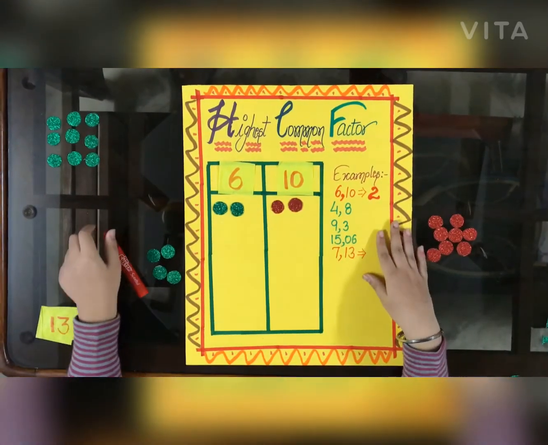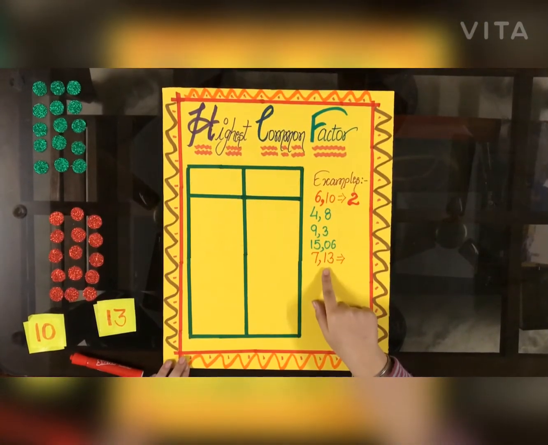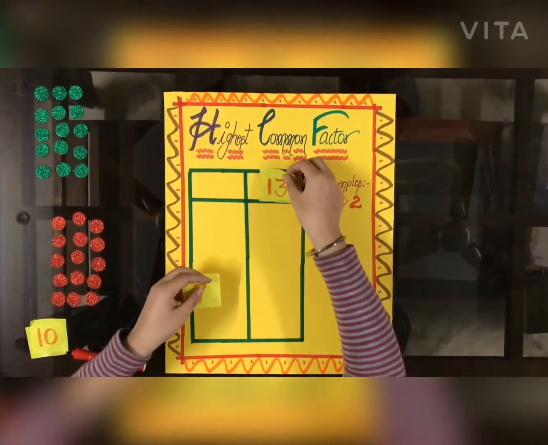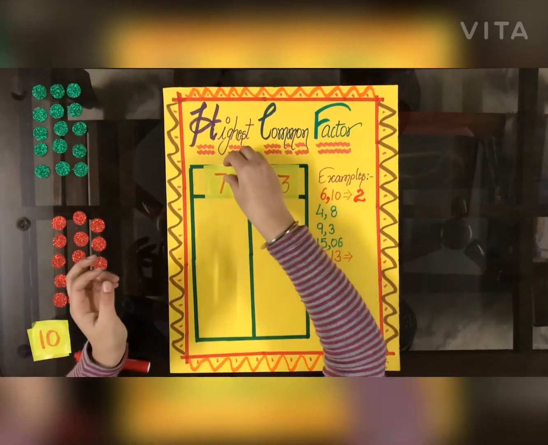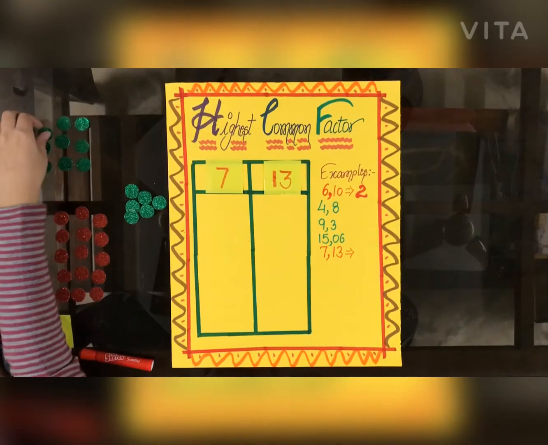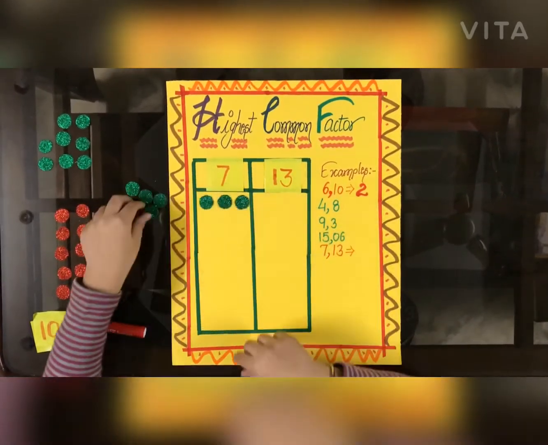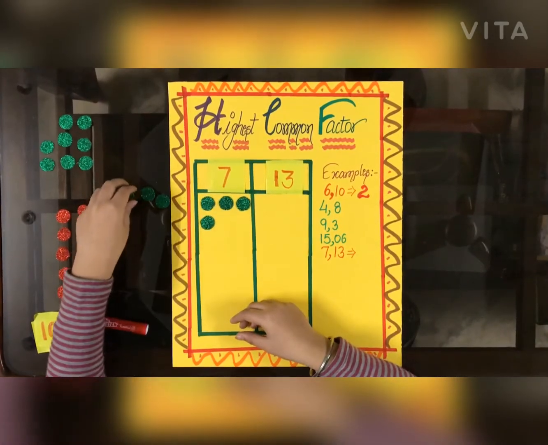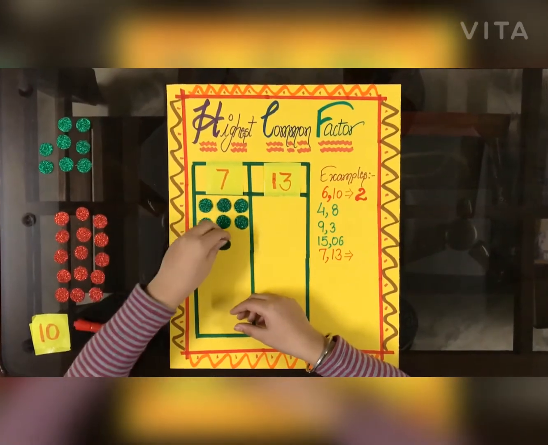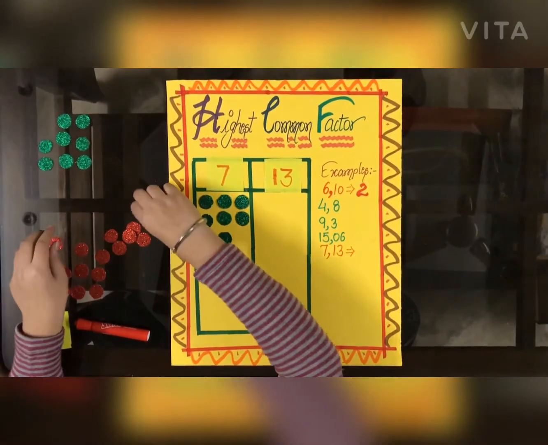Let's find another example. Now the second example we will take, that is 7 and 13. Let's observe the same method. Take 7 foam coins from green color or any color that you want. And the last one, that is 7. And 13 coins from red side.